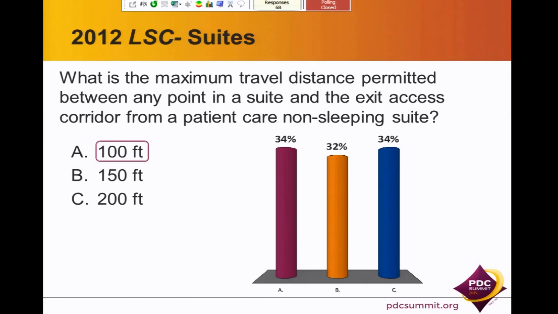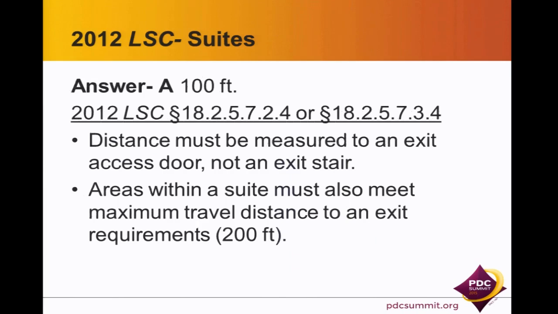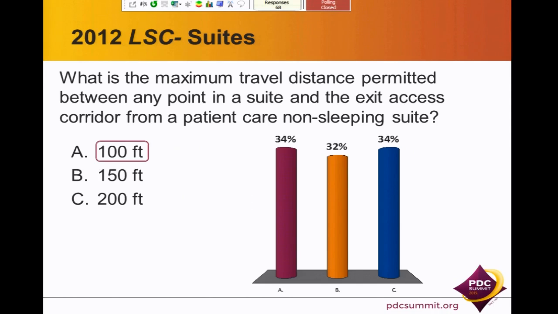What's the distance between the furthest point and the next smoke barrier door? That would be 200 feet also. So this is really restricting the area, or really the layout of your suite, so that you don't have some really long extending suite that can cause any problems in an egress situation. So you want all of those occupants to be able to reach that protected exit access corridor within 100 feet.